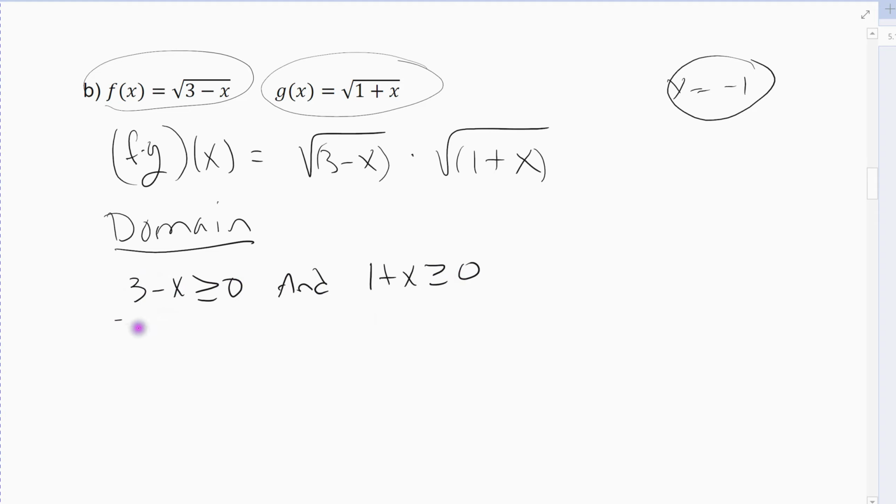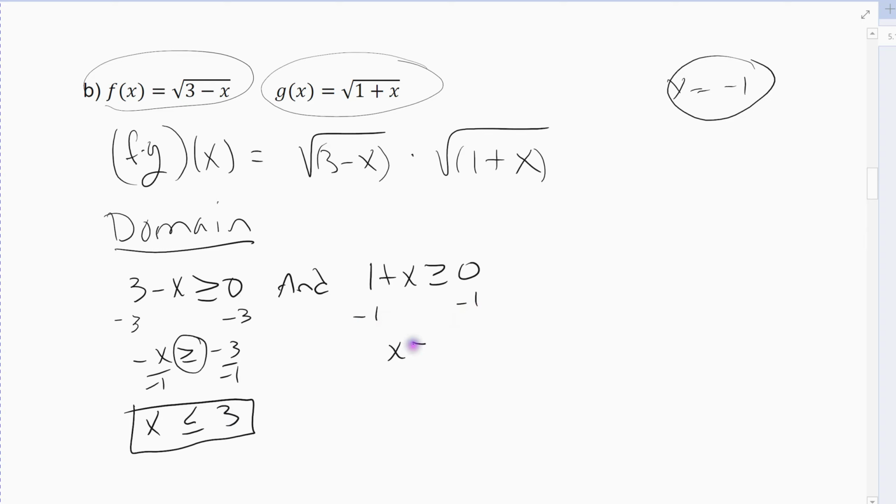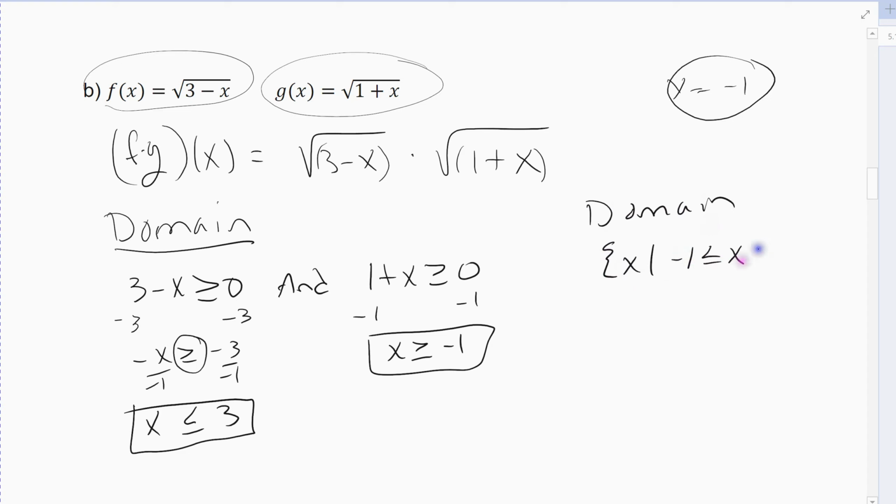And so the first one is negative 3 moves to the other side, negative x greater than or equal to negative 3 divided by my negative 1. Remember, when I do that, I've got to flip my sign. So x has got to be smaller than or equal to positive 3. And x has to be bigger than or equal to negative 1. And so my domain then is between those two numbers. X is bigger than negative 1, but at the same time smaller than number 3. And so the domain in this case means I'm between every x such that x is greater than or equal to negative 1, less than or equal to positive 3.